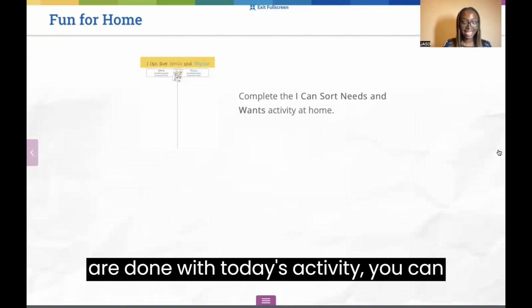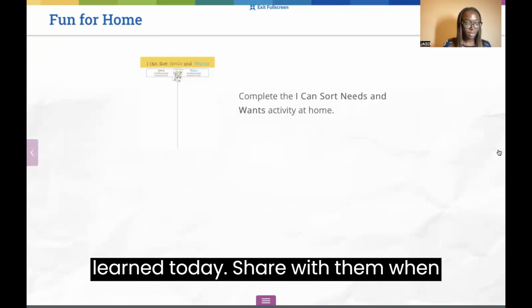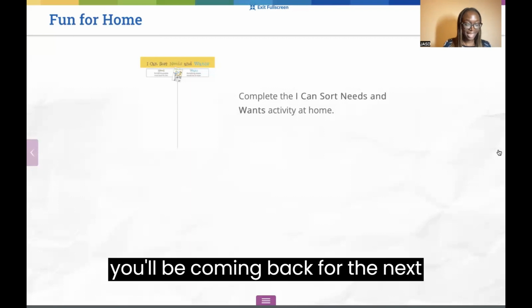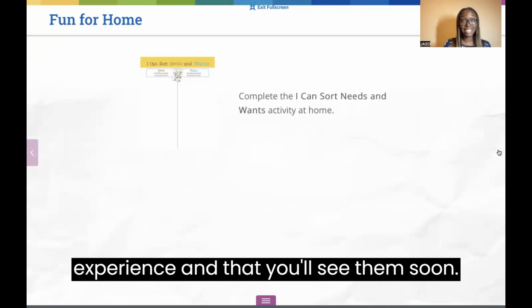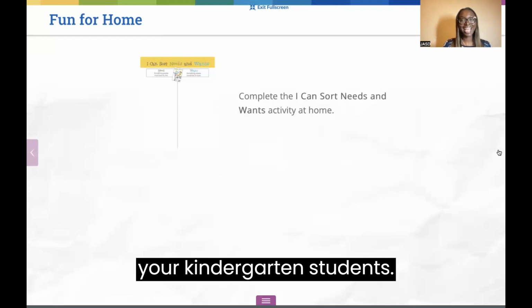Once you're done with today's activity, you can do a recap about what it is you've learned today. Share with them when you'll be coming back for the next experience and that you'll see them soon. We hope that you enjoy session 2 with your kindergarten students.